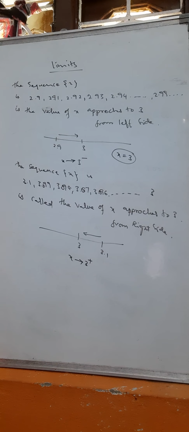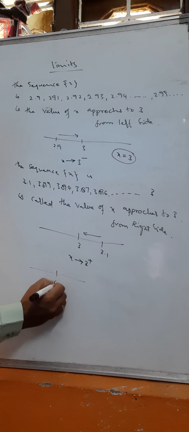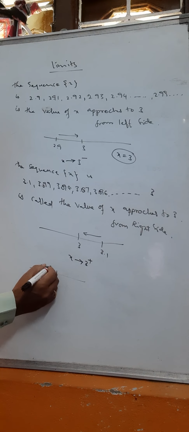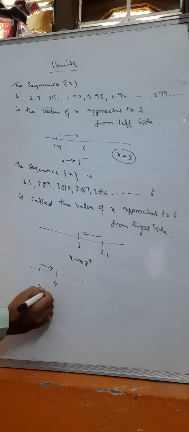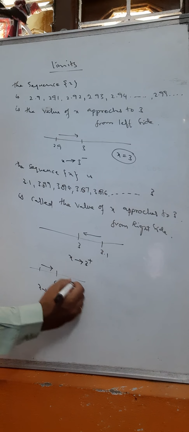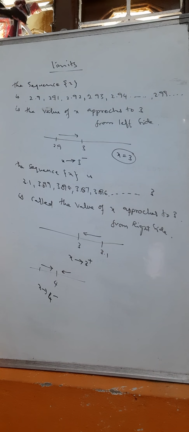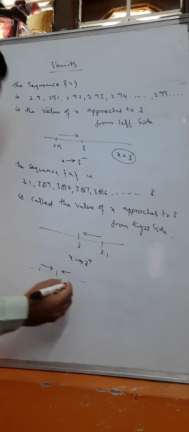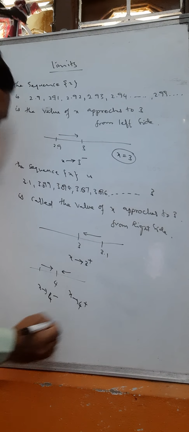So let me see some more examples. If you take 4, if it approaches from left side, it is x tending to 4 minus. If x is approaching 4 from right side, it is x tending to 4 plus.